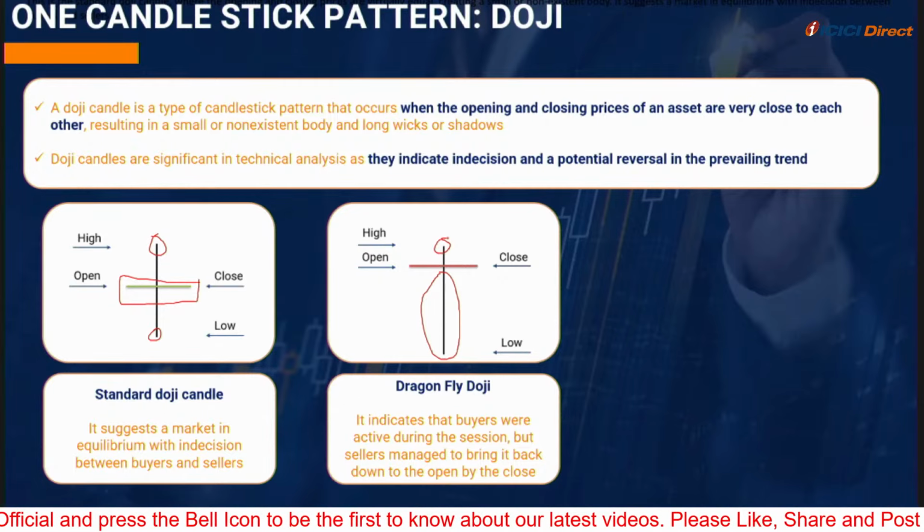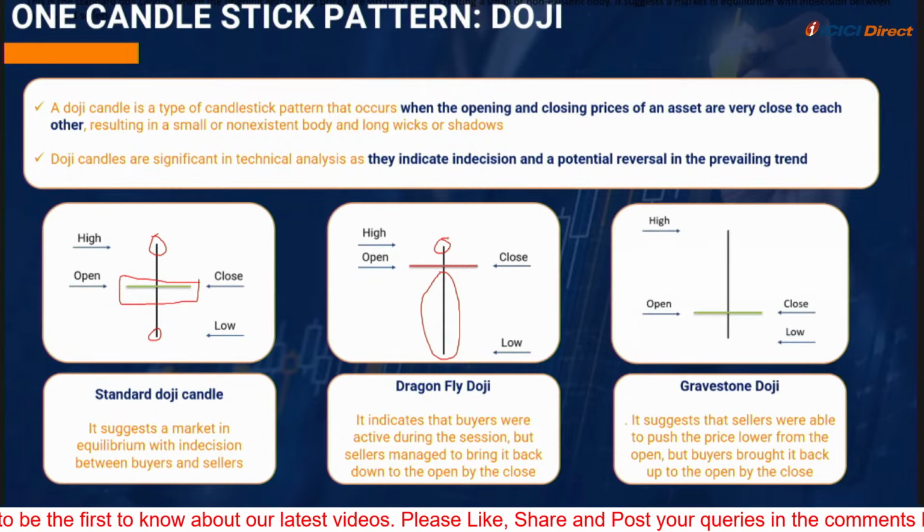This is also known as the long leg doji, because we have a lower wick that is longer compared to our upper wick. So that is why it is known as long leg doji or a dragonfly doji. And the third type of doji that we have is the gravestone doji. Here, your upper shadow will be higher than your lower shadow.